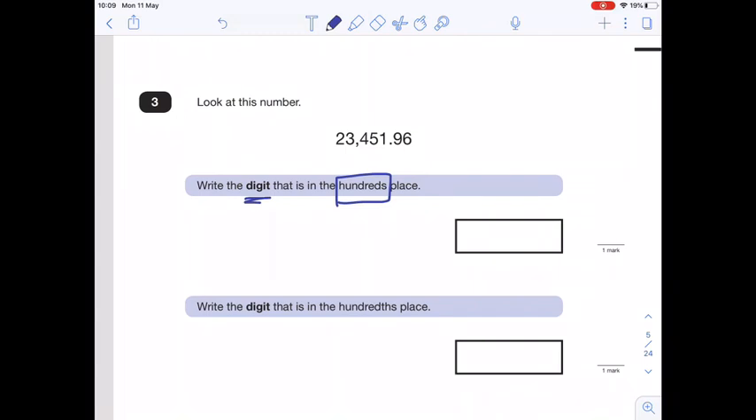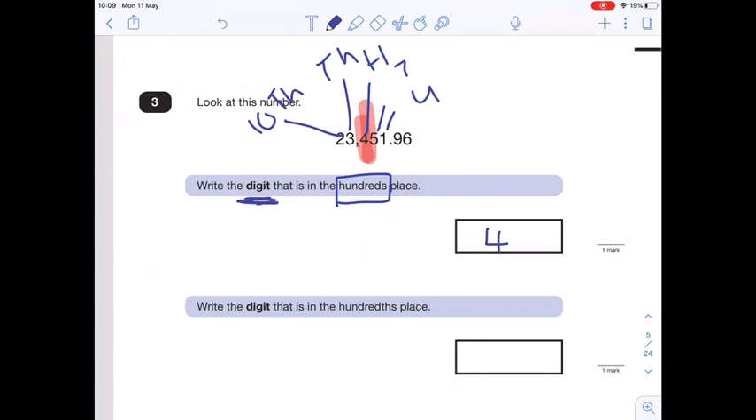So I think we already know that that is units, tens, hundreds, thousands, and then tens of thousands. So we want the number that's in the hundreds place, so we should be looking at 451. So you're just writing the digit, you don't need to write the 400, you can just write the 4. Okay? You don't actually get the mark if it's 400, although it does show me that you understand it, so I'm not too worried, but in the SATs you wouldn't have got that mark. It should just be the 4 because it says write the digit.